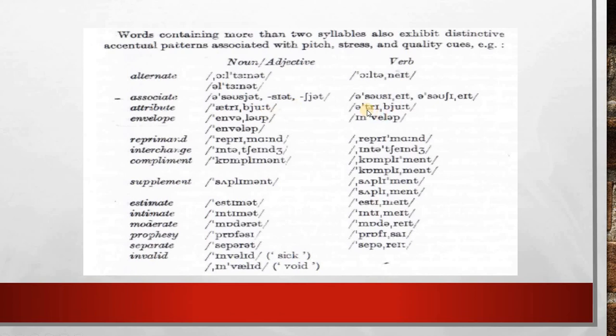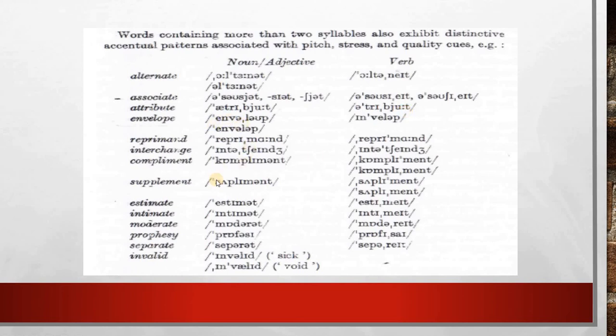Attribute, and the R became a schwa. Attribute. So this is normally the difference. The spelling is the same, but the pronunciation differs. These are the distinctive accentual patterns, the difference that makes the difference between the words.